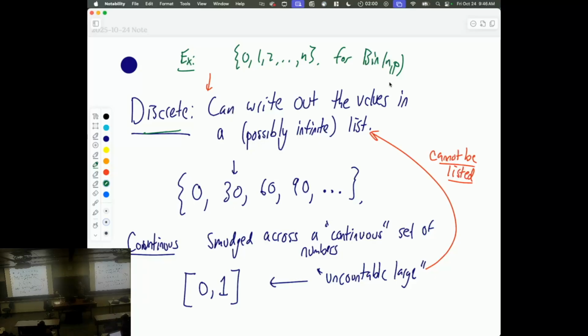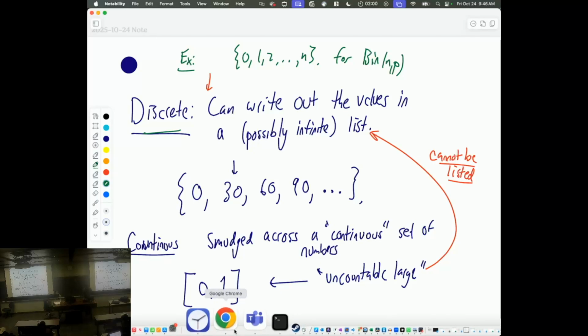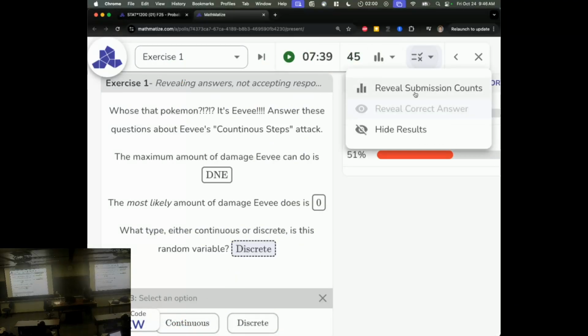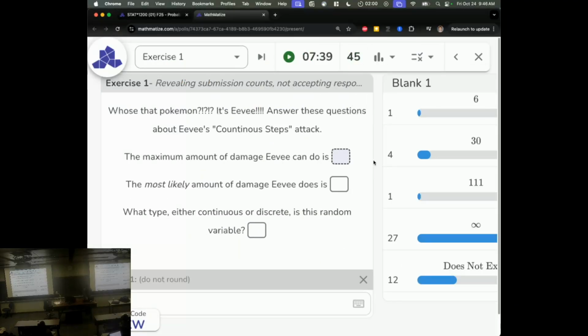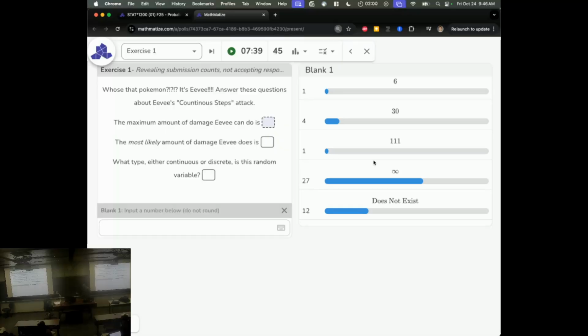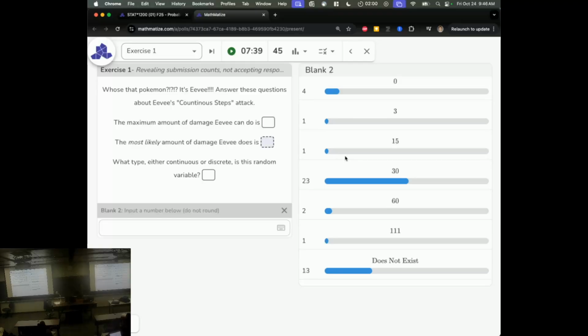Other questions? Okay, let's go back to the probability question, which is the kind of thing that, using the probability tools that we did before, you could figure out. And in particular, you can draw a big probability tree to figure out this most likely amount of damage. Let's see what people said.